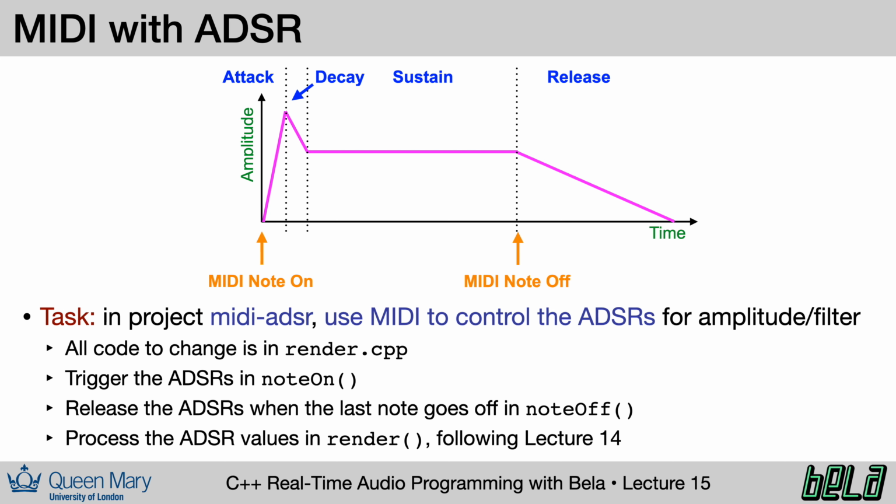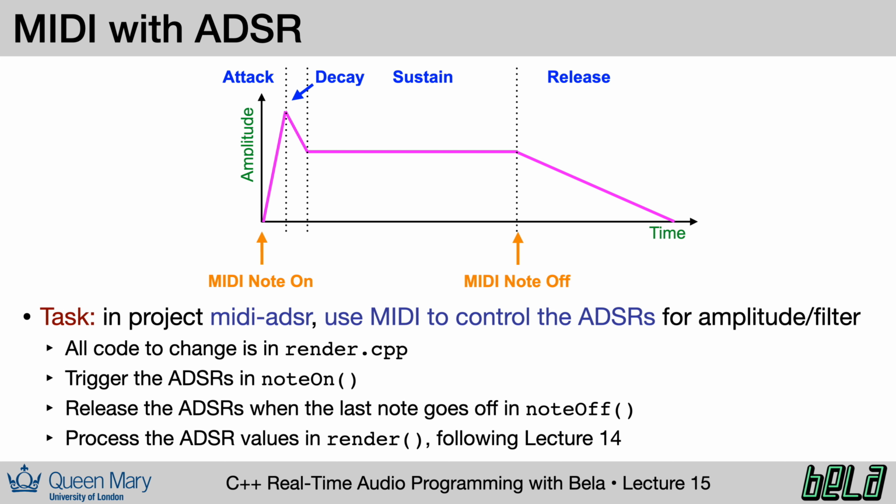So this is your task. In the companion materials, there's a project called MIDI ADSR, which includes most of what we did at the end of Lecture 14. We actually had not one but two ADSR envelopes. One controls the amplitude of the sound and the other controls the cutoff frequency of a filter. Your task in this example is to use MIDI to control these ADSRs, triggering them and releasing them at the appropriate points. This example uses a number of different classes, each in its own source files, and we looked at those the last time around.